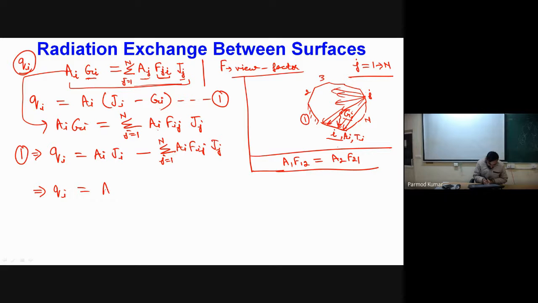Can I write it like this? Ai into summation of Fij for j varies from 1 to n, into Ji. Can I write this term over here like this? Why have I included this summation of Fij, j varies from 1 to n, over here? How have I included it? Can you explain to me?